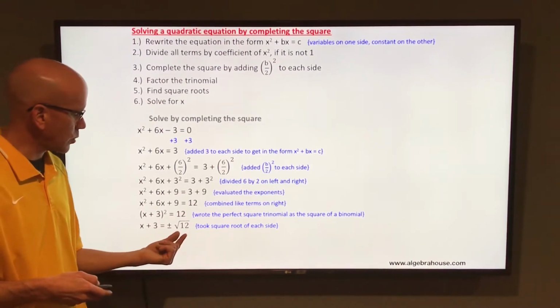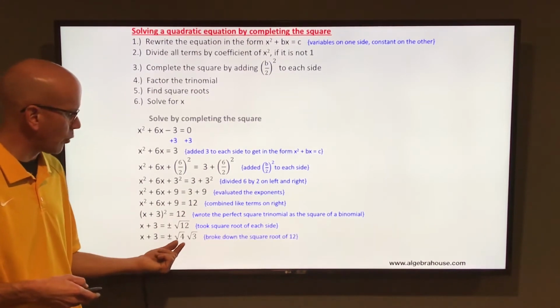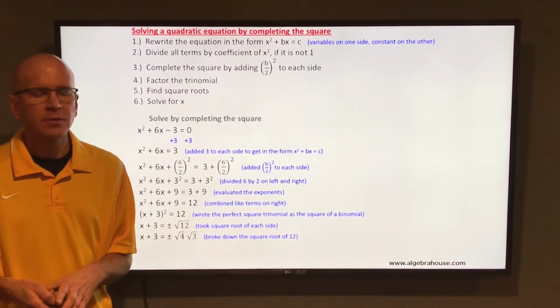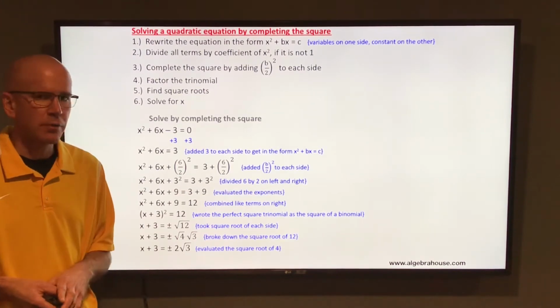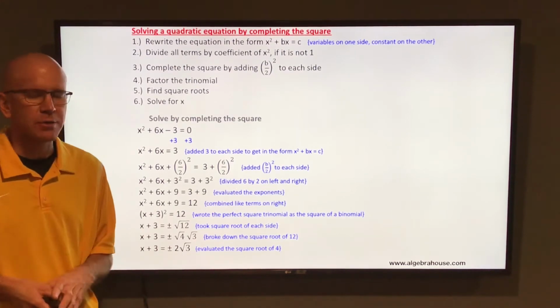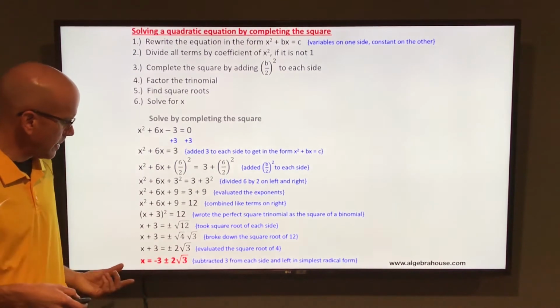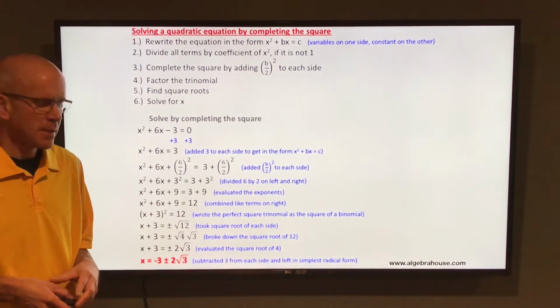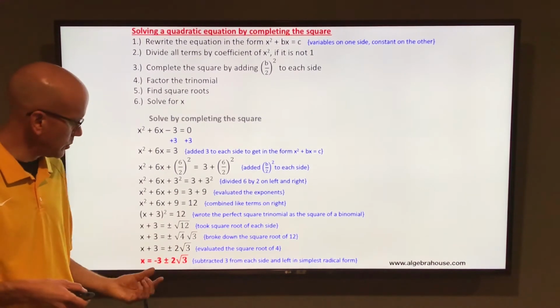Now for that square root of 12, in simplest radical form, we break that down into the square root of 4 and the square root of 3. The square root of 4 is 2. So it'd be positive or negative 2 times the square root of 3. Just one step left, and that's to get that 3 to the right side to solve for x. So subtract 3 from each side. And finally, that's a lot of work, but we end up with x equals negative 3 plus or minus 2 times the square root of 3.